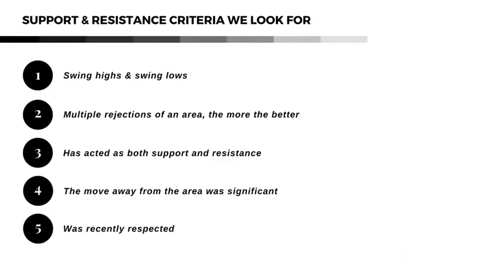So here is the qualification criteria we use for validating support and resistance areas. We look for swing highs and swing lows, meaning the highest and lowest point price has reached in a designated period. Multiple touches and rejections of an area, the more the better. The level has acted as both support and resistance. The move away from the area was drastic and significant. And it was respected recently, meaning it is still an area of interest in a recent time period.